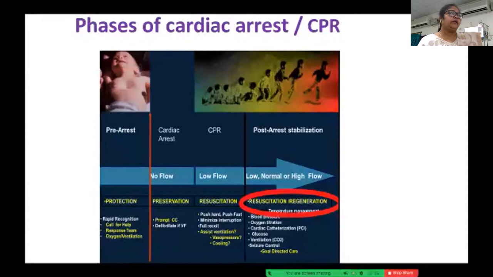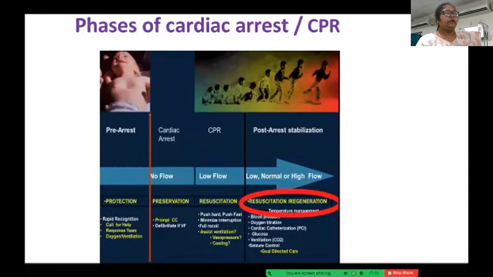But when cardiac arrest happens, there will be a phase of no flow to the heart and to the vital organs, mainly brain and kidney. And there will be a low flow after that, where CPR is being given. CPR is not 100% valid in that it will not cause full cardiac output. So there will be a low flow system where only the vital organs, the heart and cardiac muscle, can be perfused. So this is a very critical situation where we have to have correct CPR being given. Push hard, push fast are the quality indicators of CPR when we are giving it in a low flow situation.